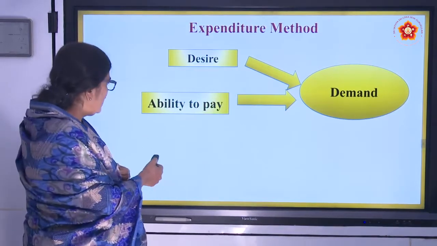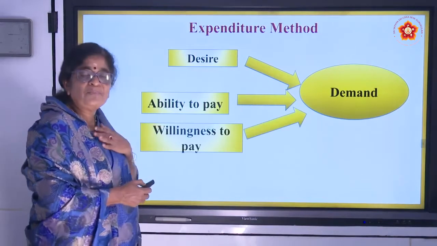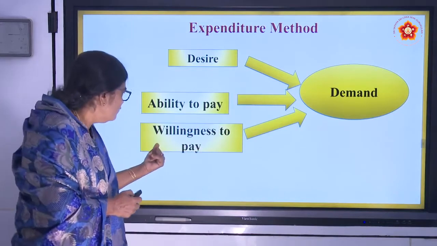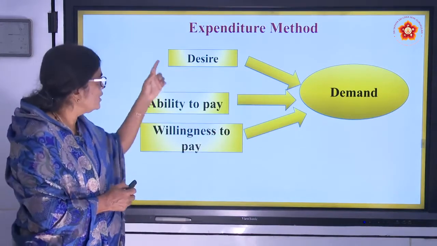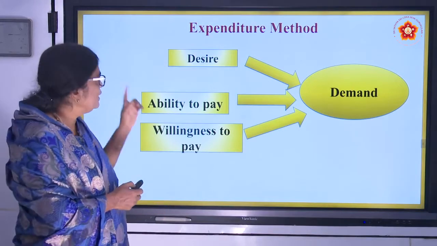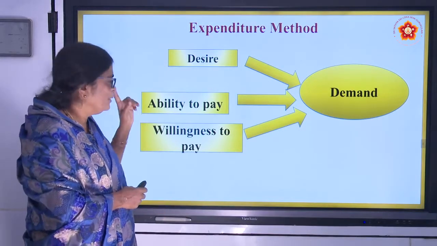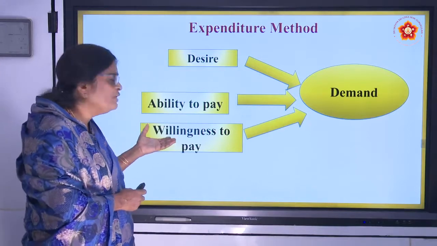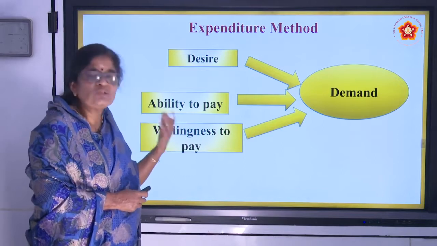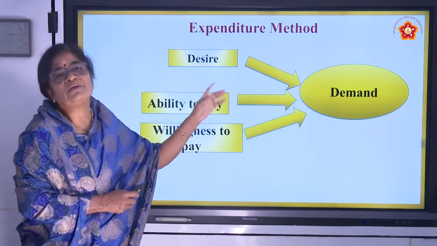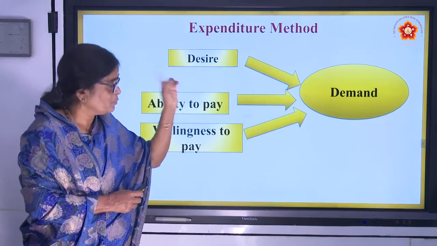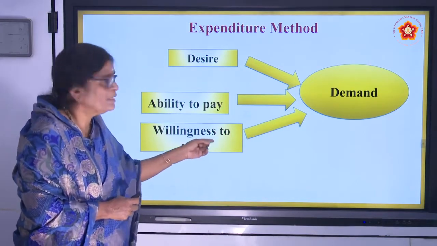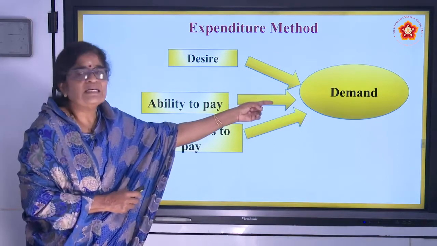to purchase the particular car. And also, not only ability, we have to forgo the 5 lakhs in order to purchase the car. That is the willingness to pay. Therefore, we have studied under microeconomics: when there is a desire and the ability to pay, we have the money in our bank accounts, and also willingness to pay, that is, we are ready to sacrifice in order to purchase a particular commodity at the prevailing price, then it is called willingness to pay. When all these are there, we can say it's a demand.